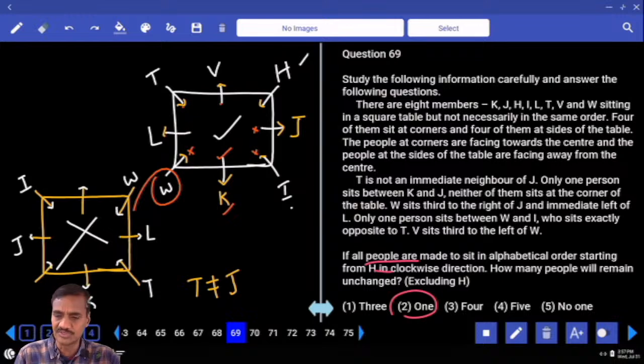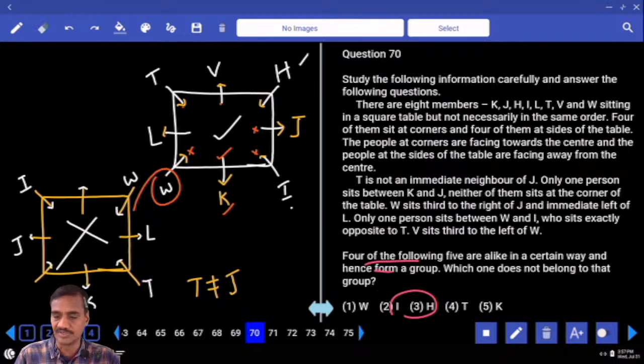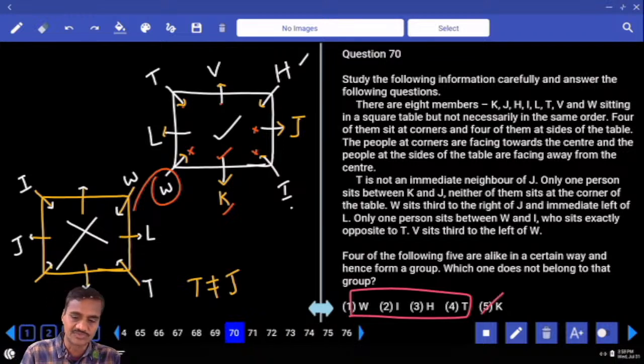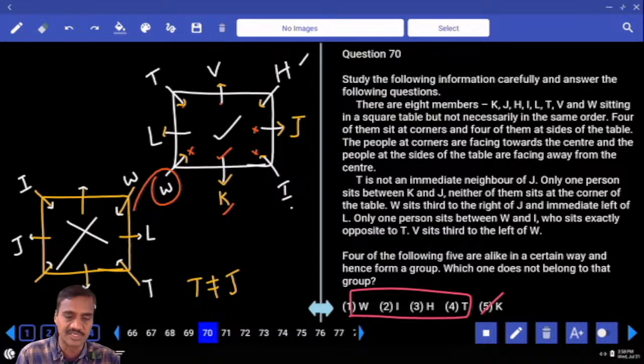Now 69, 70. Odd one out. Now odd one out: W, I, H, and T. These persons are at the corners. K is at the center, except choice 5. The remaining are at the corners and K is at the center, choice 5, question number 70.